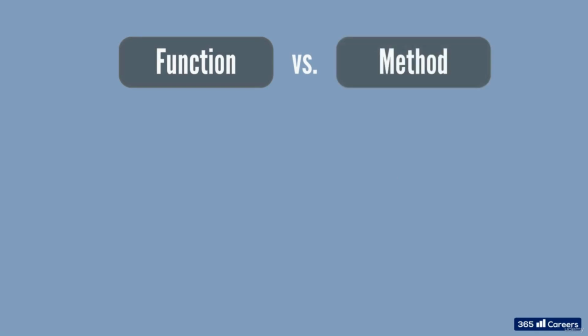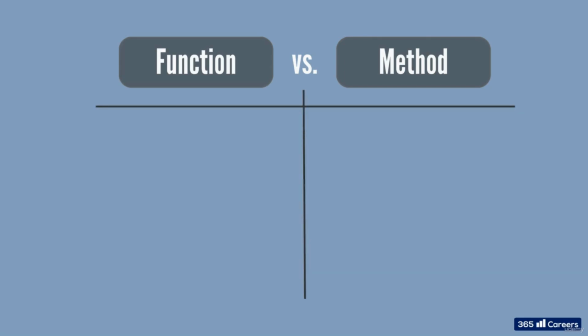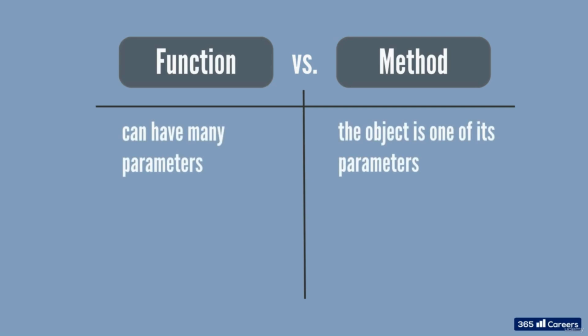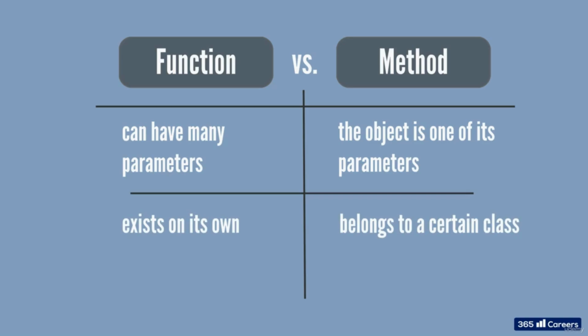The difference between a function and a method is subtle and can be confusing. Try to remember, a method is a special function. As any other function, a method can have many parameters of various data types, but it will surely contain the object it is applied to as one of them. A method belongs to a certain class, while a function exists on its own.